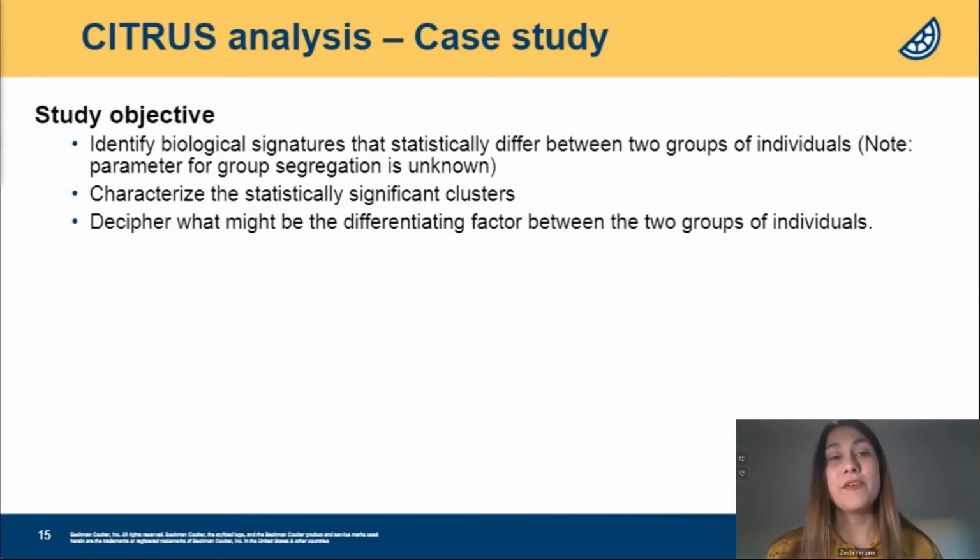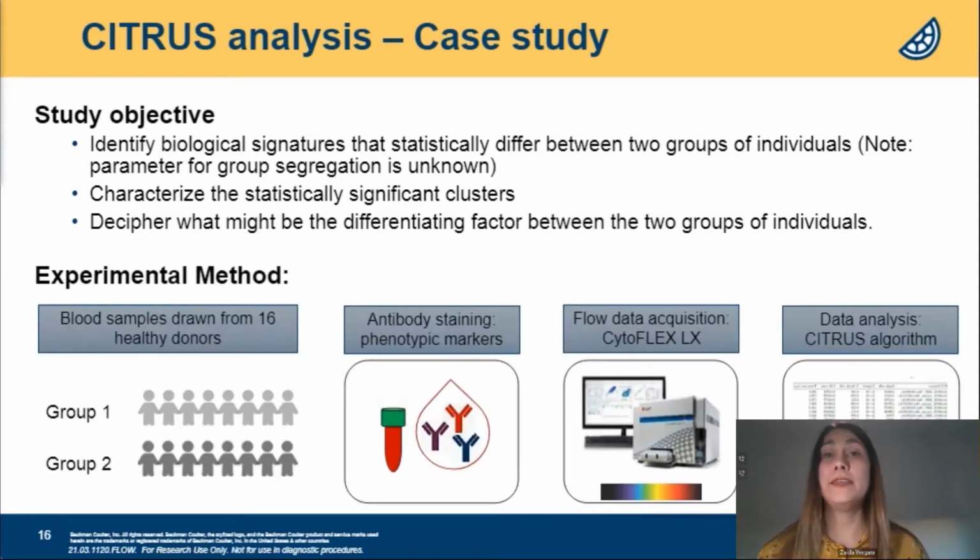Our experimental method started by collecting blood samples from 16 healthy donors. Those samples were stained with antibodies against phenotypic markers, and the samples were analyzed by flow cytometry in a CytoFLEX Select to ensure maximum standardization at the acquisition process. After that, the data was analyzed in the CytoFLEX platform, and we used Citrus in order to compare our 2 groups of individuals.